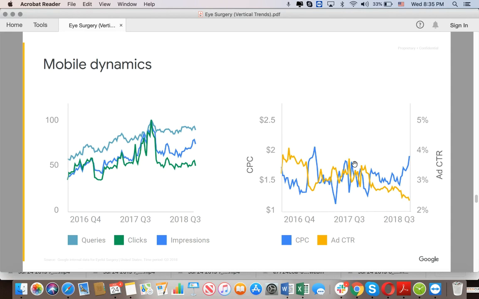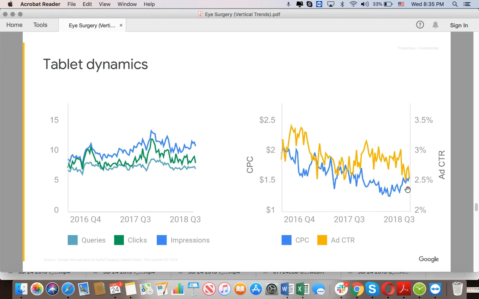Actually, on mobile dynamics, the click-through rate on mobile devices, as you see, the cost per click is $1.50 to $2, with the average click-through rate from 3% to 4%. So for each 100 impressions, you're getting 4 clicks. Again, if you focus on a specific service, you can get a 10 to 20 CTR. So for each 100 impressions, you get 10 to 20 clicks, which is amazing.